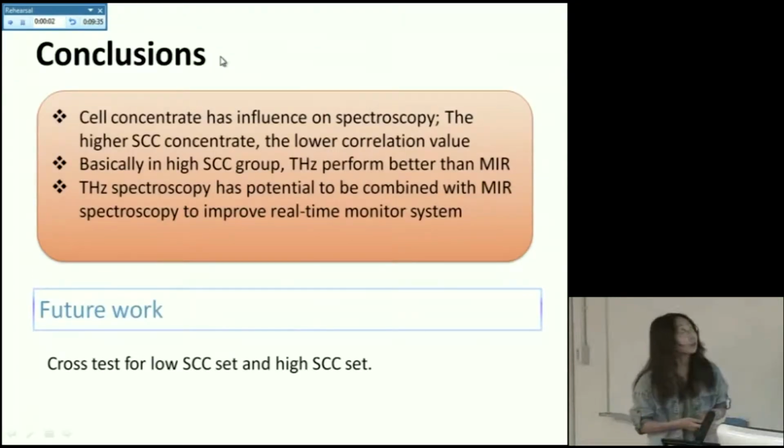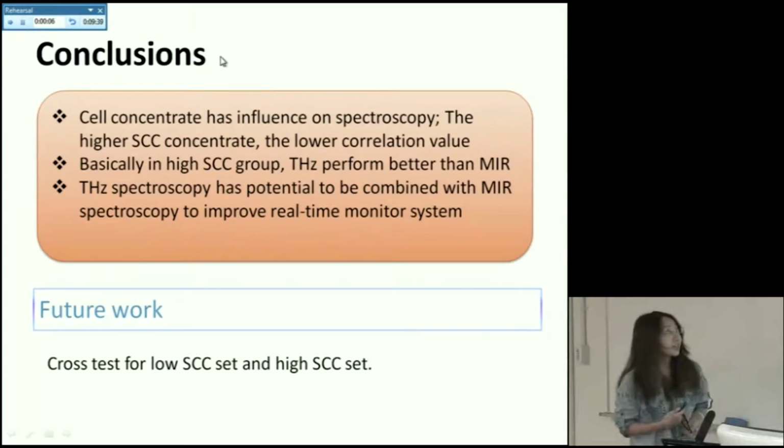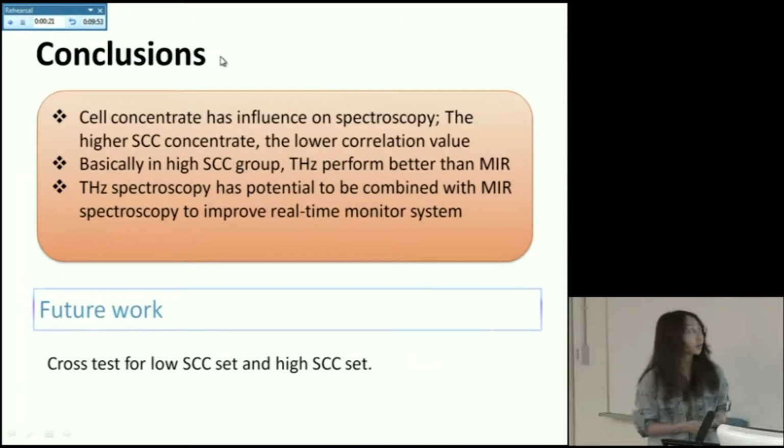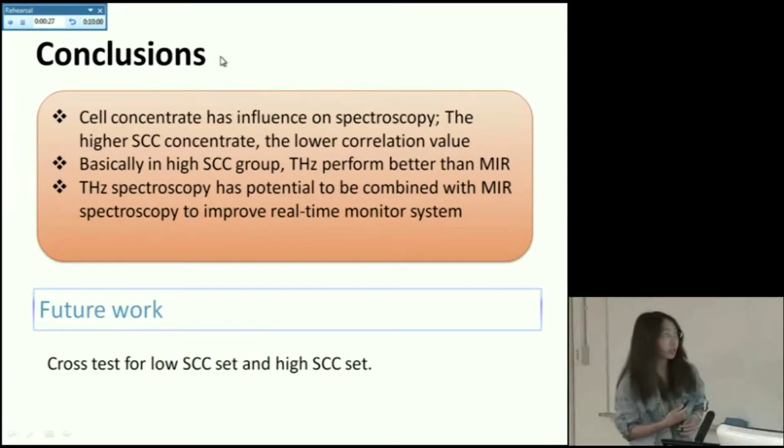Now here is my conclusion. First, from this study, we can prove that cell concentration has an influence on the accuracy of the spectroscopy. The higher the ICC concentration, the lower the correlation value will be. And basically, in the high ICC group, terahertz performs better than the mid-infrared region.